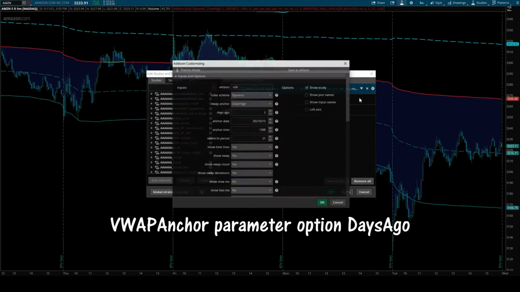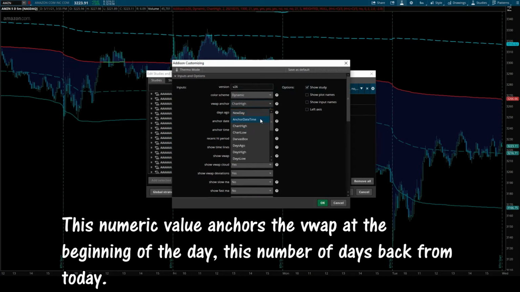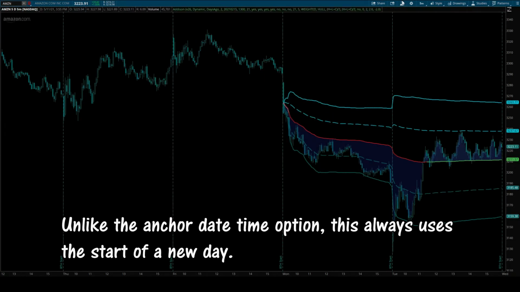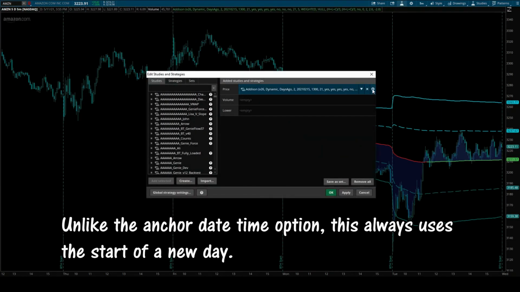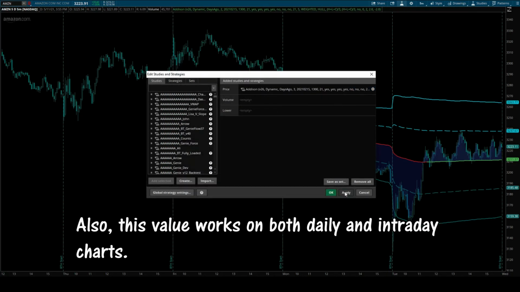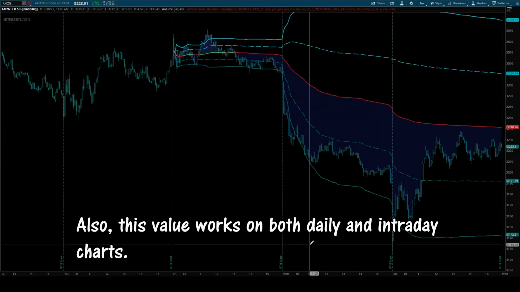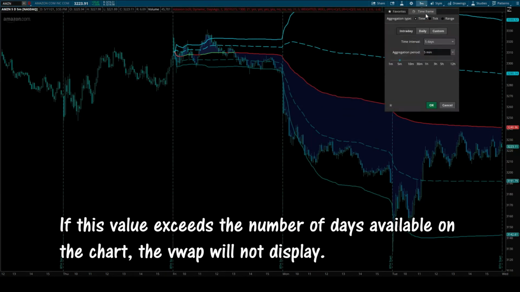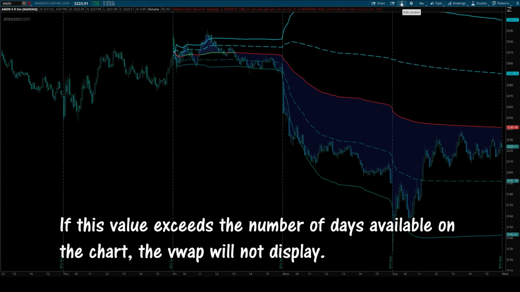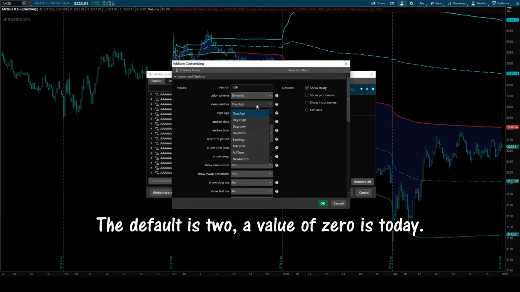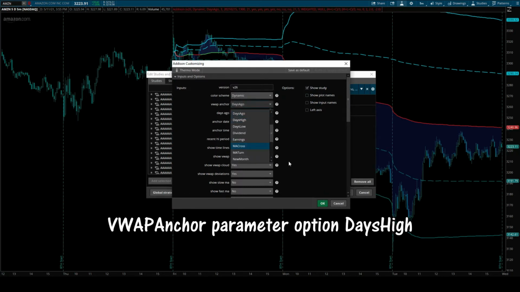VWAP anchor parameter option days ago. This numeric value anchors the VWAP at the beginning of the day, this number of days back from today. Unlike the anchor date time option, this always uses the start of a new day. Also, this value works on both daily and intraday charts. If this value exceeds the number of days available on the chart, the VWAP will not display. The default is 2, a value of 0 is today.